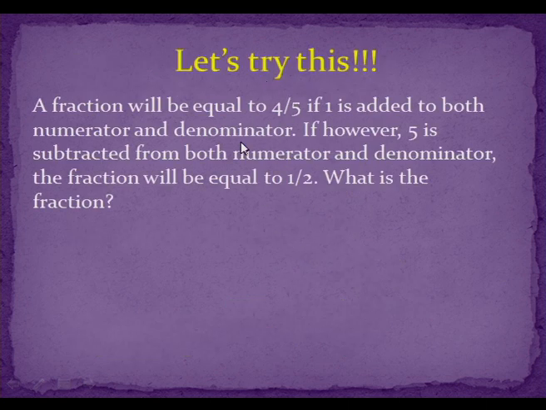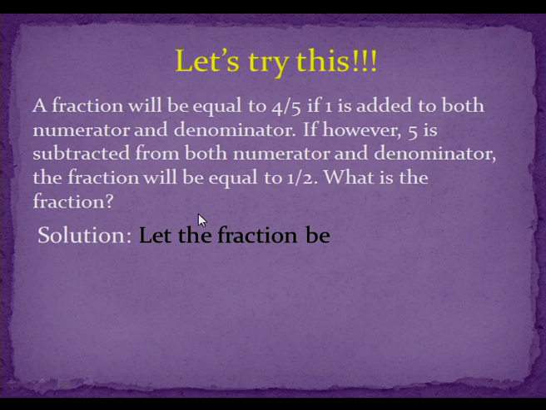Now, let us try this. A fraction will be equal to 4 by 5 if 1 is added to both numerator and denominator. If, however, 5 is subtracted from both numerator and denominator, the fraction will be equal to 1 by 2. What is the fraction? Let us try to solve this.